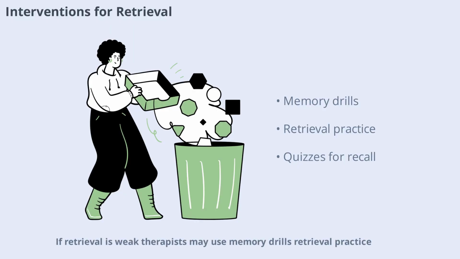If retrieval is weak, therapists may use memory drills, retrieval practice, and quizzes. Memory drills help students practice recalling information quickly. Retrieval practice involves regularly bringing information to mind, which strengthens memory connections. Quizzes provide opportunities to test recall in a low-pressure setting, making retrieval easier during real exams.